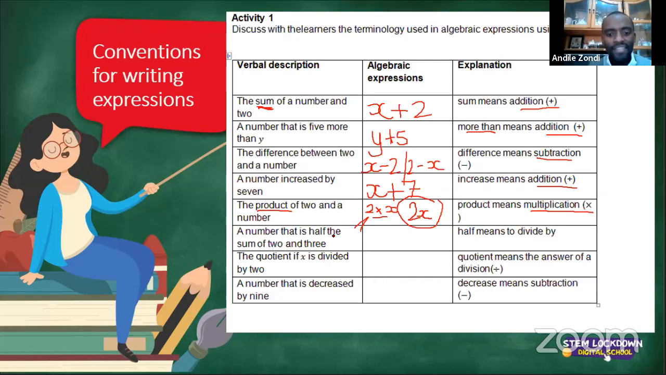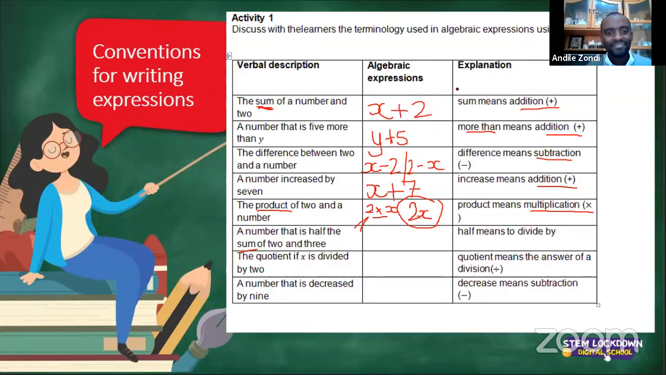A number that is half the sum of 2 and 3. Okay, this is challenging. Here the keyword is the sum. When you say sum, remember we're adding, right? Sum of 2 and 3. Okay, let me get your answers here. Please write your answers on your chat. Let me see your answers.